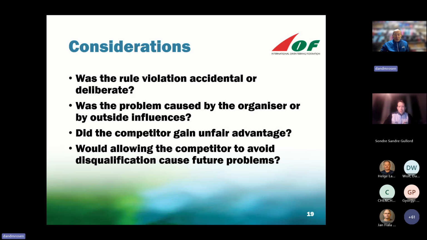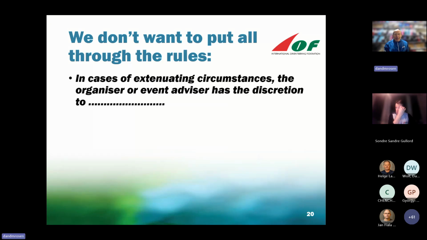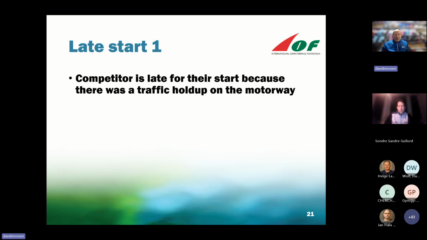So I'm just going to look at a few examples because we don't want to go through all the rules. In the case of extenuating circumstances, the organizer or event advisor has the discretion to do something different from what the rule says. So let's look at late starts. As you know, we've slightly changed the rule about late starts. Suppose a competitor is late for their start because there was a traffic hold up on the motorway as they were driving to the event.